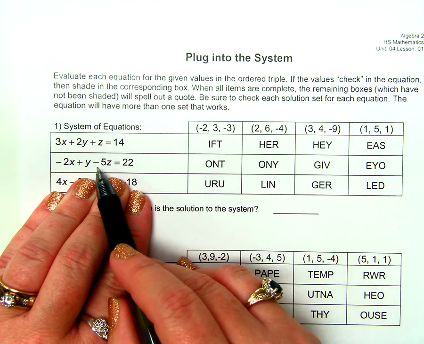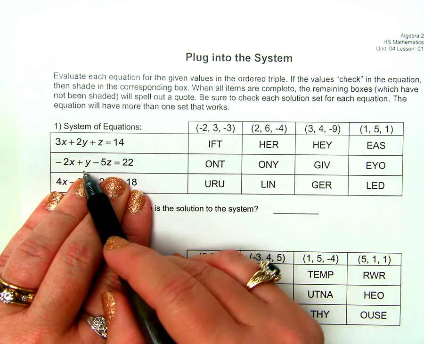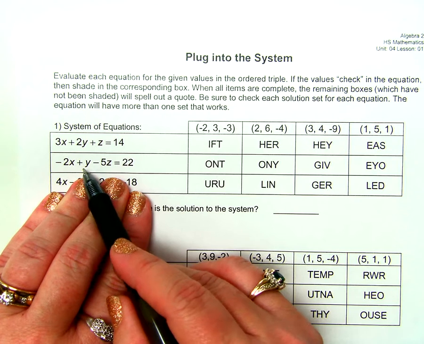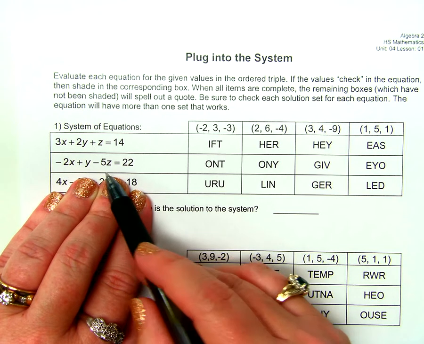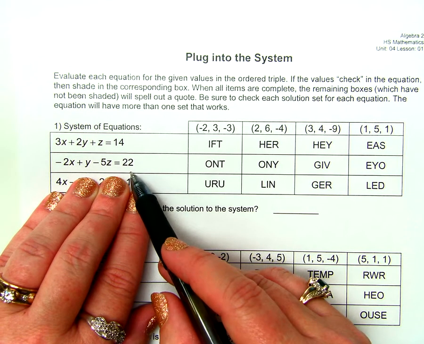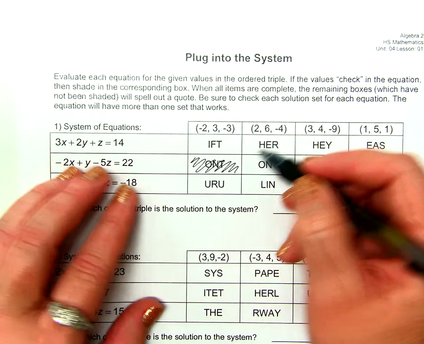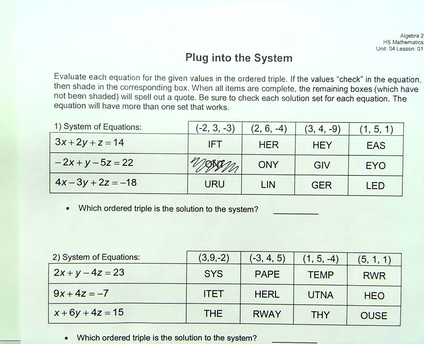Wait, what did I say? Why is that 6? I don't know. 10. How about 3? 4 plus 3 is 7. Is that better? 7 plus 15 is 22. Oh, that does work. So I do shade it in. Okay? Please don't get all OCD on me right now. You can do that later if you want. Just kind of shade it in so you know not to worry about it.